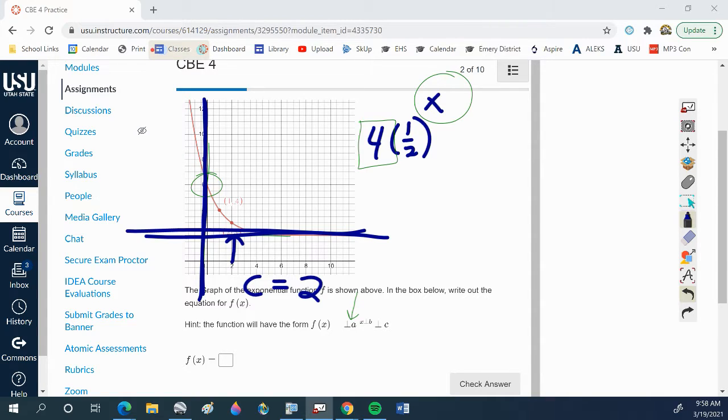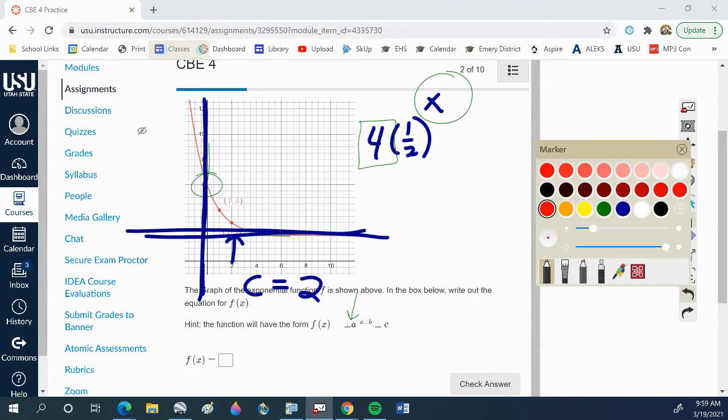Which way do I have to move the graph, left or right, to turn that 4 into a 1? Okay, so I told you this was the easy way. That's harder to understand. Here's the graph, right? I want that graph to hit my new y-axis at 1. Do I move it left or do I move it right? I have to move it left.